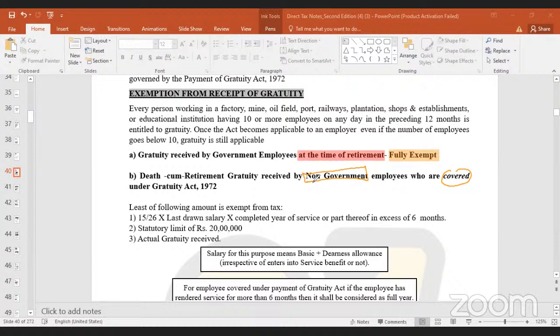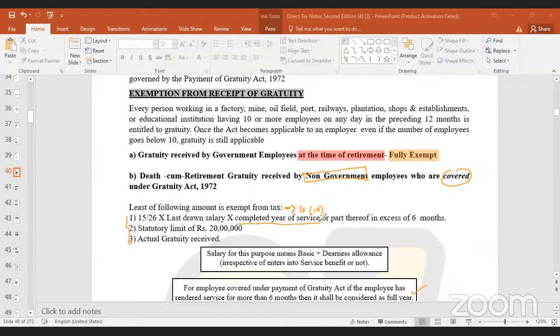Remember, the Gratuity Act 1972 governs the gratuity. If it's a non-government employee who is covered under the Gratuity Act, the least of the following is going to be exempted for them, under section 10, subsection 10. What is the least figure over here? Least of the following three. 15 by 26 into last drawn salary into completed years of service. A part in excess of 6 months is going to be considered as 1 year.